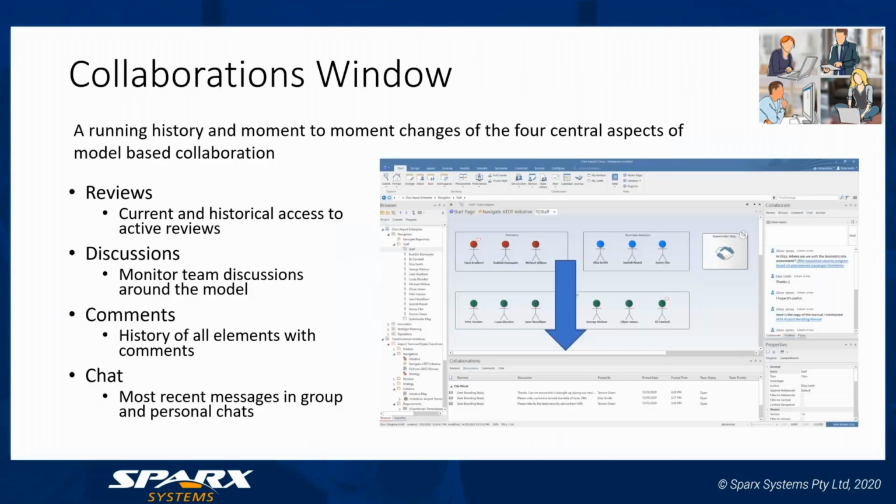So we have a new collaborations window, which sort of groups together the current and history of the communication that I've had. So it's a running history and a moment-to-moment changes of those 4 real central aspects of the communication. So the reviews, discussion, comments, and the chat. So with the reviews, it's current historical access to the active reviews that are in the model. The discussions, so I can monitor team discussions around the stuff that I'm interested in.